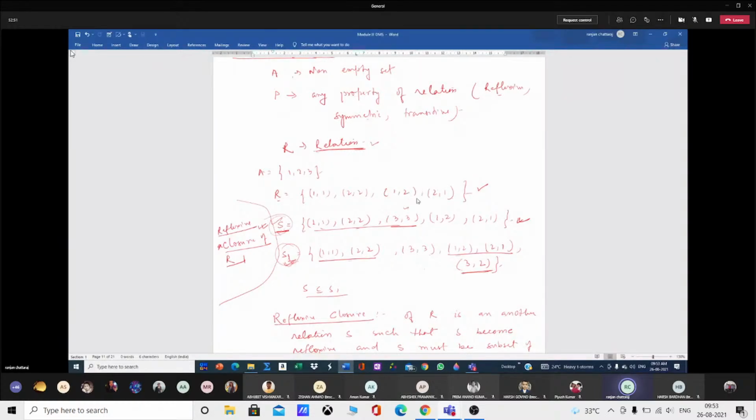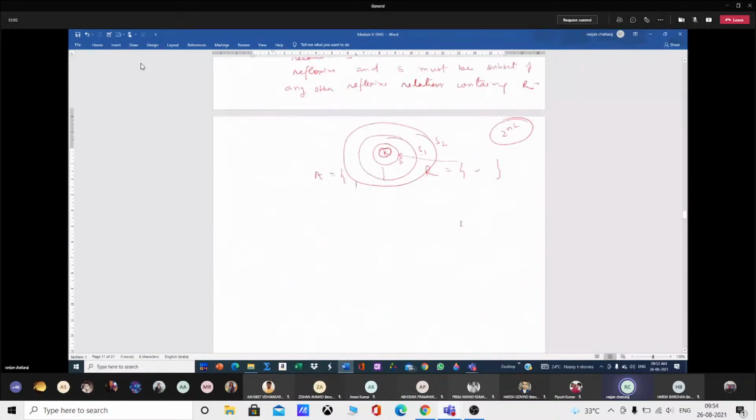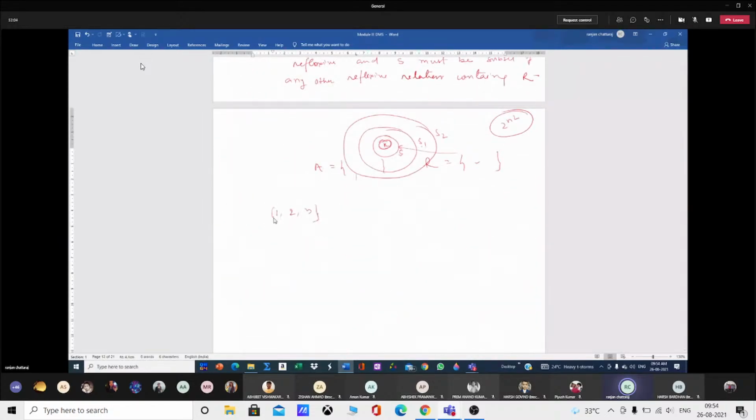Similarly, if you want to make the symmetric closure, what will you do? It is a symmetric closure. Okay, it is symmetric, so it is a symmetric matrix. So suppose you consider 1, 2, 3 is here, okay, and then what happened?